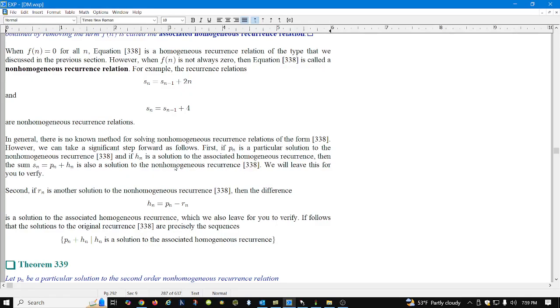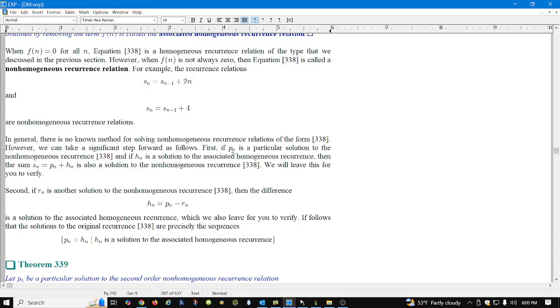Well, in general, there is no known method for solving non-homogeneous recurrence relations of this type. For homogeneous recurrence relations, as we saw in the last video, it's quite straightforward. Compute the characteristic equation, find the characteristic roots. Unfortunately, that doesn't work for non-homogeneous recurrence relations. Nevertheless, there is much we can say.